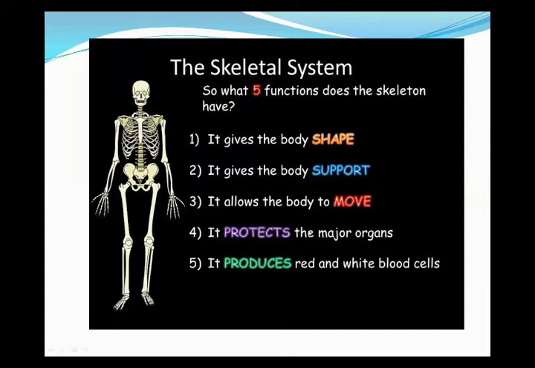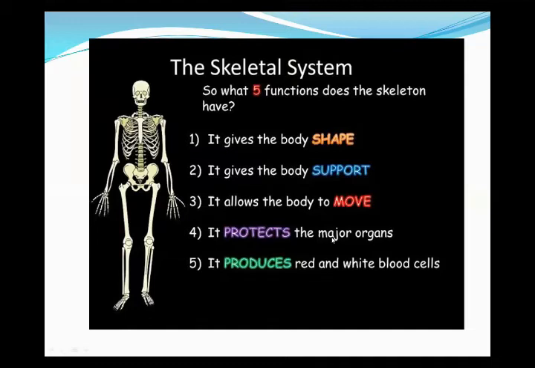Last one, the skeleton produces red and white blood cells in our bones, which we have already discussed at the start. In hollow bones, red and white blood cells are produced, and that is called a blood-making factory.